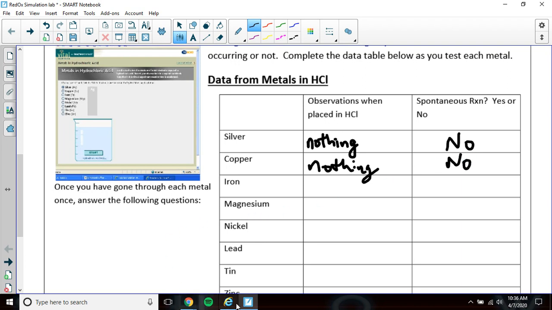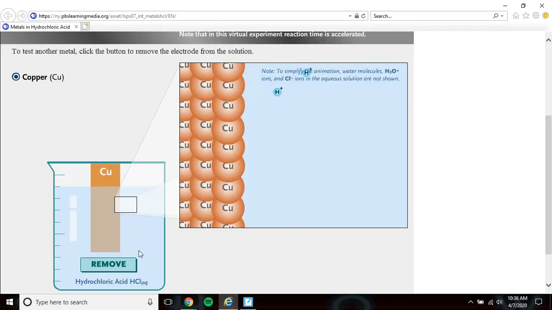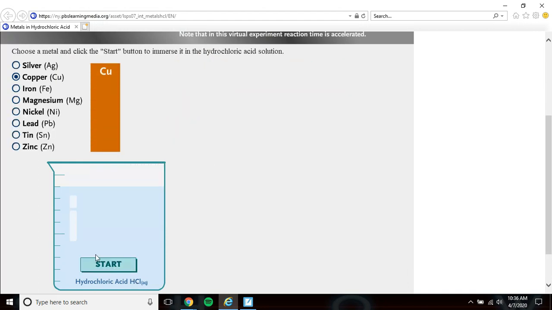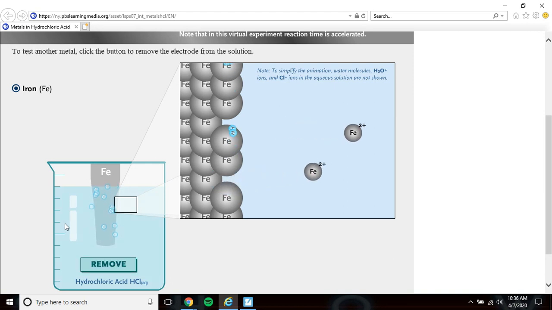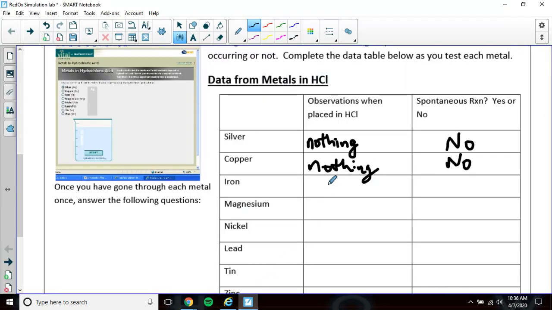Now I'm going to try iron. Let's put iron in and watch what happens when iron hits. Oh, electrons jump onto the H pluses and off come ions. Nice. Now I'm going to go back to the step-by-steps later on in the lab. For right now, we just need to see what's going on. So in this case, we did see something happen. So iron, observed the reactions that happened.